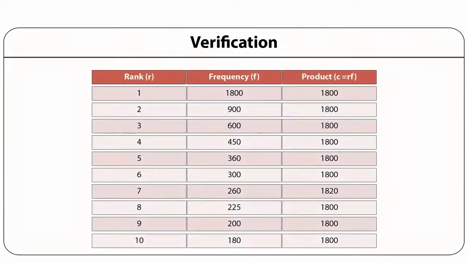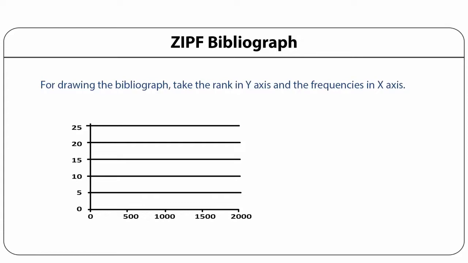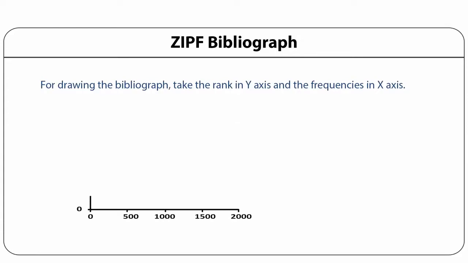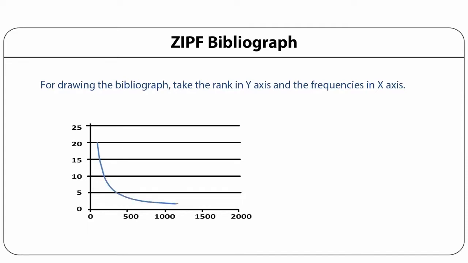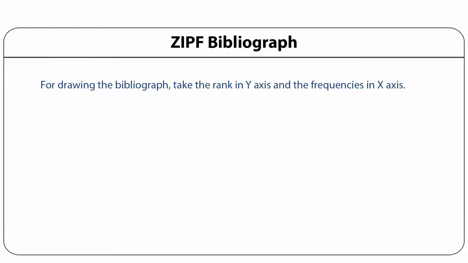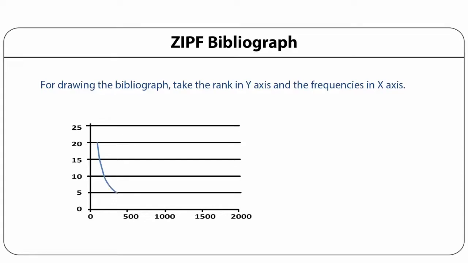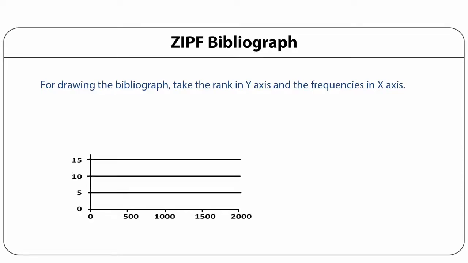This is a hypothetical table. In this table, you find rank from 1 to 10, frequency from 1800 to 180, and in all the cases the product is 1800. This is a perfect table for Zipf's law, which usually we never get. Zipf bibliograph. Taking the data from the table given above, this graph has been drawn. In the graph which you are seeing here, the frequencies are on the x-axis and the rank is on the y-axis, and the curve which you are seeing is the curve of power law distribution.